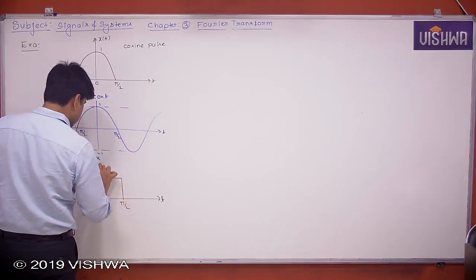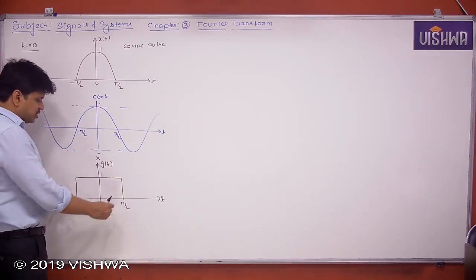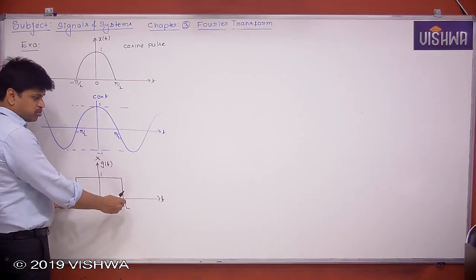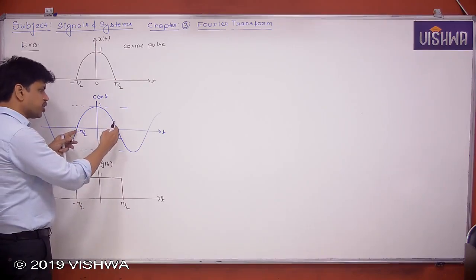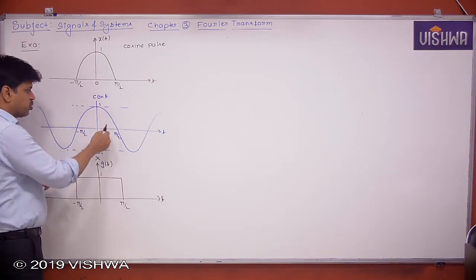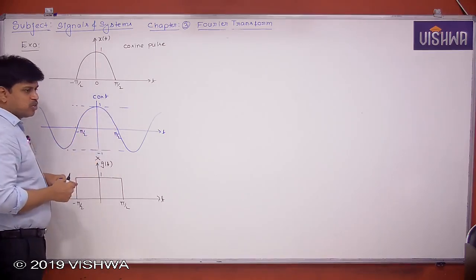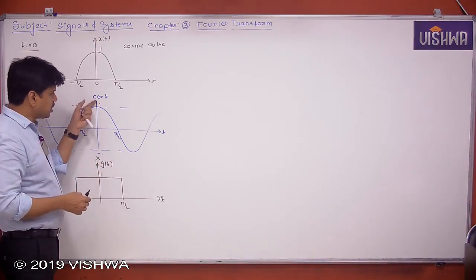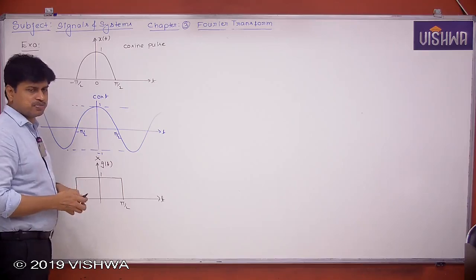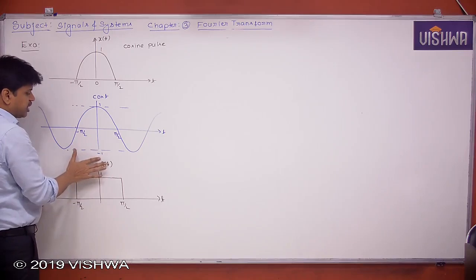Let's call it g of t, whose amplitude is equal to 1. If any signal is multiplied with a rectangular pulse existing between minus pi by 2 and plus pi by 2, with amplitude 1, then we are going to get the original signal only between minus pi by 2 and pi by 2. Because it is 1, we don't have to worry about any amplitude factor. So g of t multiplied with cos t is nothing but x of t. If I multiply these two signals, I am going to get x of t. Yes, definitely.